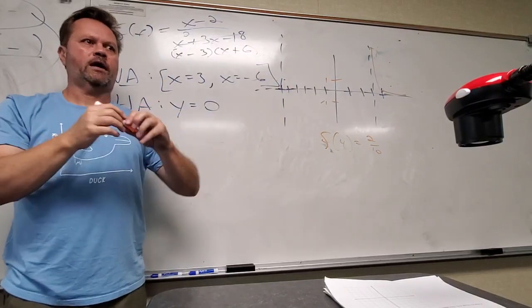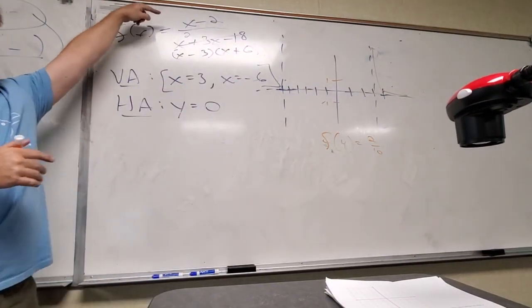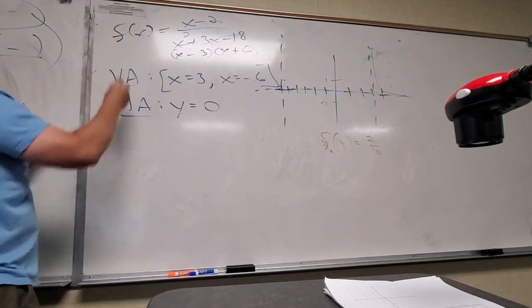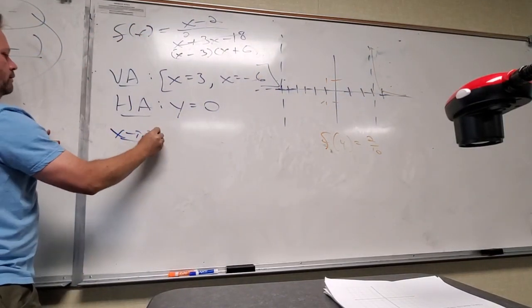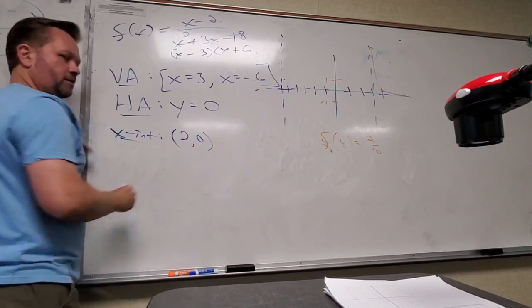Yes. Actually, I haven't talked about that yet. I know that there's no x-intercept, but what is the x-intercept? Sorry. That's another thing you could have told me that you could tell. What's the x-intercept? 2, comma 0. Good. How do you know that?